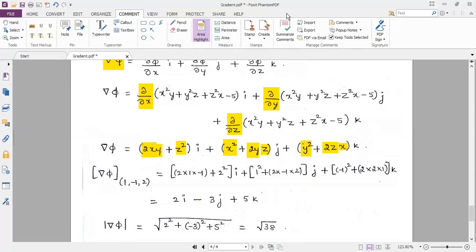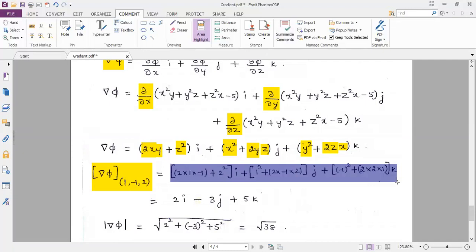Now we will find grad phi at the given point (1, -1, 2). Substituting x = 1, y = -1, and z = 2 in the above expression. The substitution step is written here. The answer will be 2i - 3j + 5k.